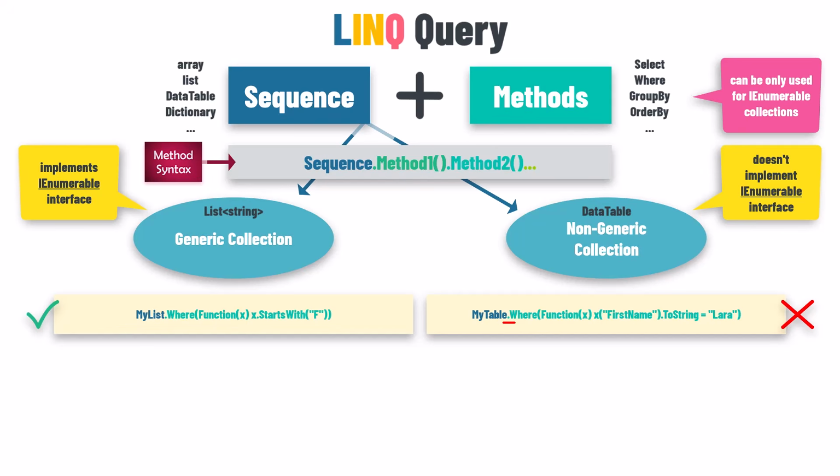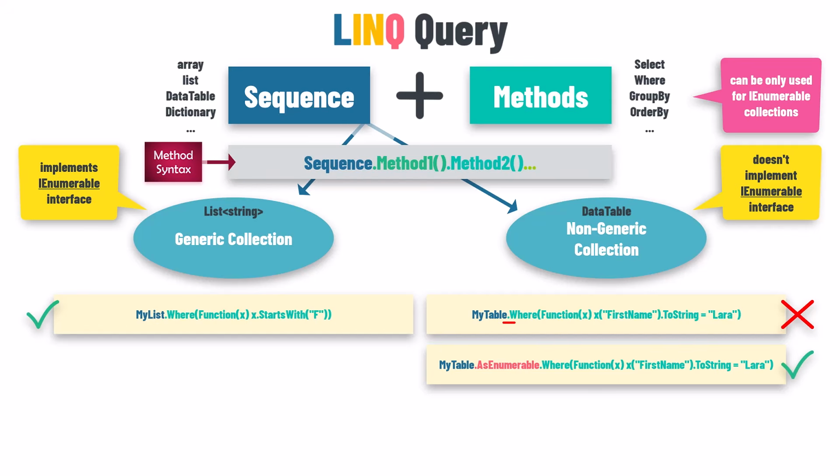So, we can use AsEnumerable method to convert the collection to enumerable. After that we can use the extension methods. To make this query correct, we have to add AsEnumerable method in this way. Now the query is correct, because the data table is converted to enumerable collection. The same can be also done for generic collections. For example, this query is also correct. So, here the AsEnumerable method is optional and we don't have to use it, but we can use it.